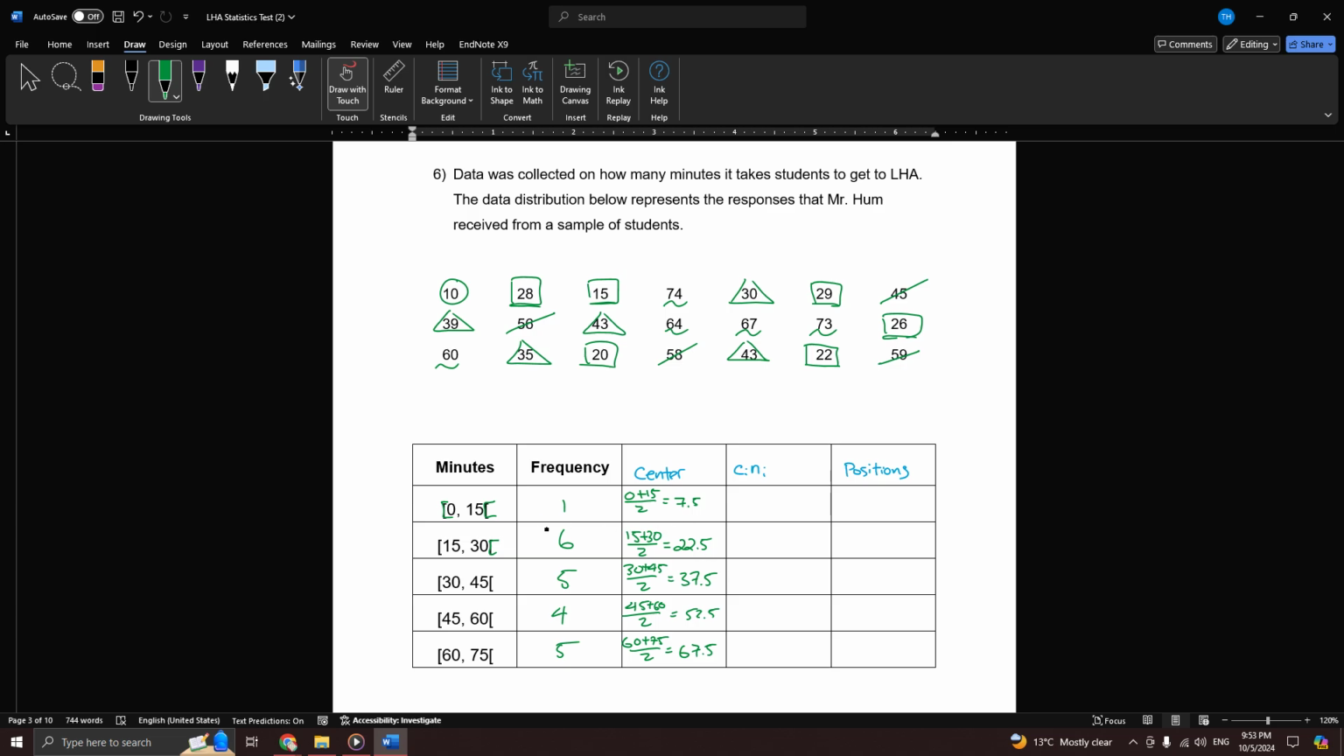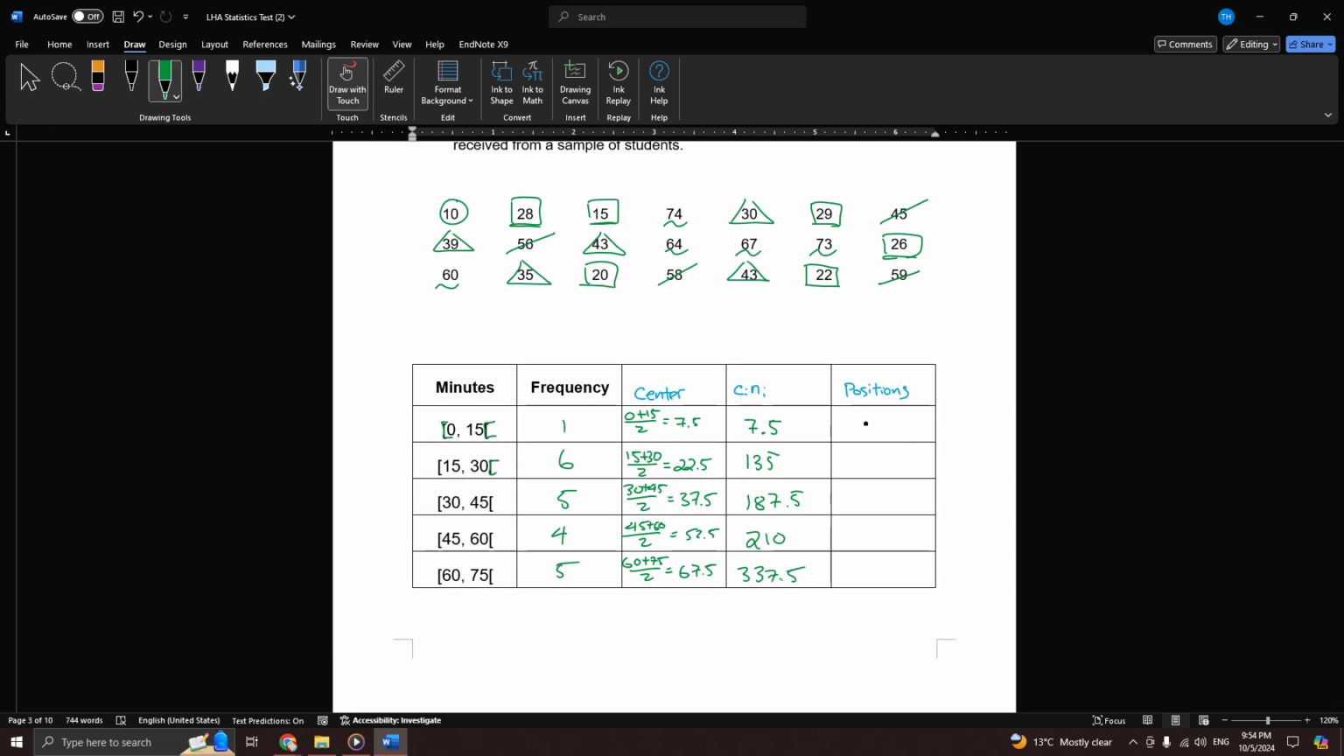Okay? So now we're going to take our Ci, multiply it by our Ni. So 1 times 7.5 is 7.5. 6 times 22.5, that's 135. 5 times 37.5, that's 187.5. 4 times 52.5, that's 210. And last but not least, 5 times 67.5, that's 337.5. Okay.